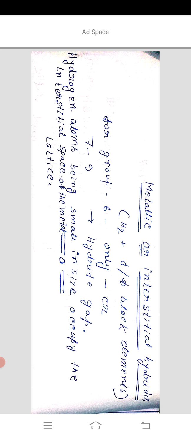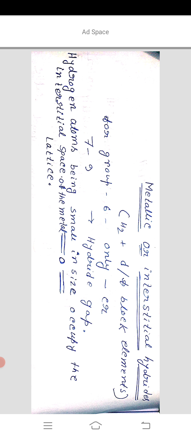Now, why are these called interstitial hydrides? Actually, hydrogen atoms being small in size occupy the interstitial space of the metal lattice. So it is known as interstitial hydrides.